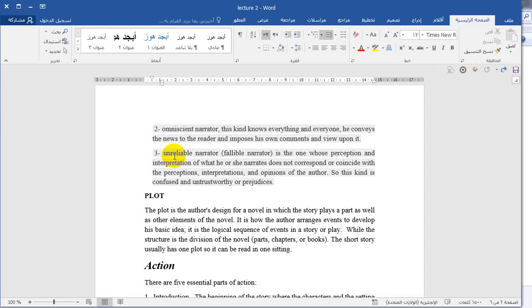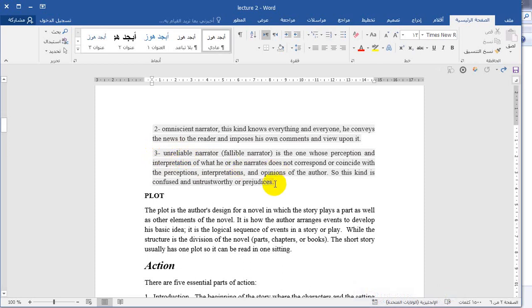He sometimes tricks us. By the way, in this course we are going to study the story The Open Window. We have a narrator who is an unreliable narrator, and we are going to discover why he is unreliable, because there are so many reasons.